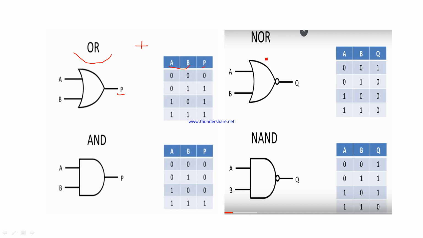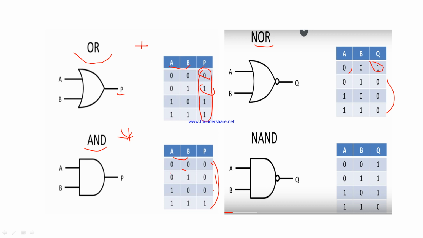Now, taking the OR gate into consideration, we can construct the NOR gate. For the NOR gate, we inverse the output P. So all the 0s become 1, and 1s become 0. We inverse all of this. Now let's look at the AND gate. AND gate means multiplication. So we multiply A and B. When we multiply the combinations of A and B, 0 times 0 is 0, 0 times 1 is 0, 1 times 0 is 0. So this is what we get.